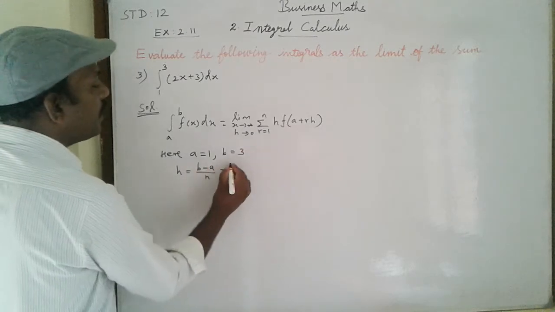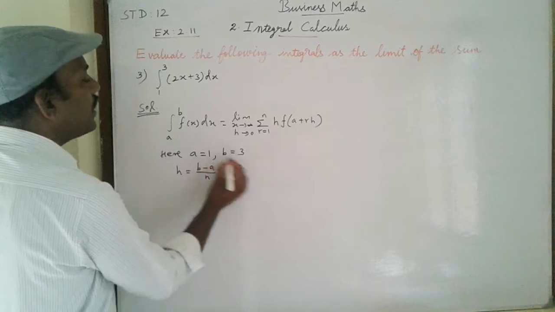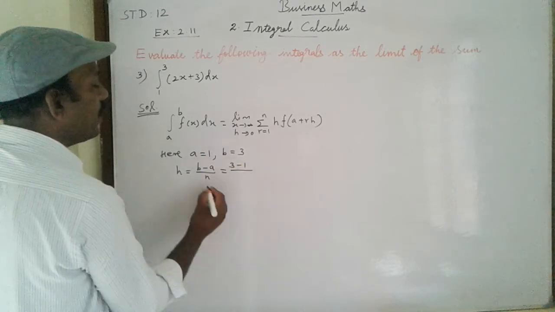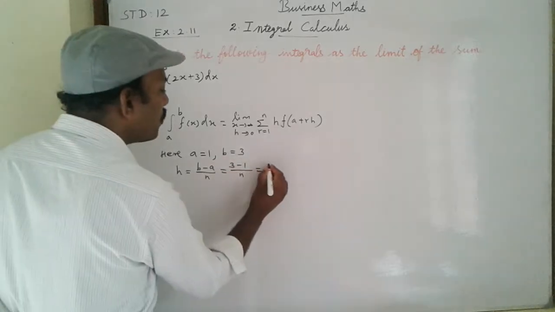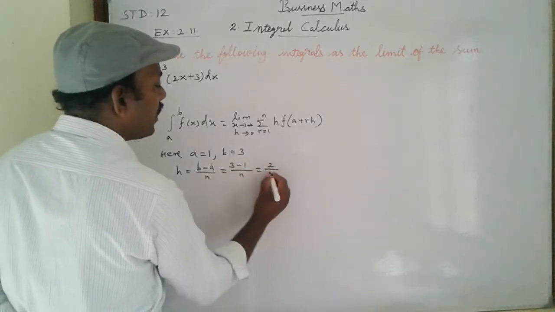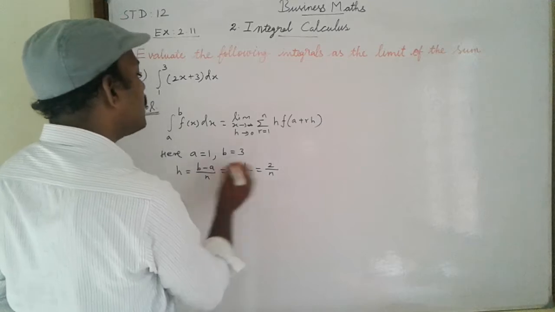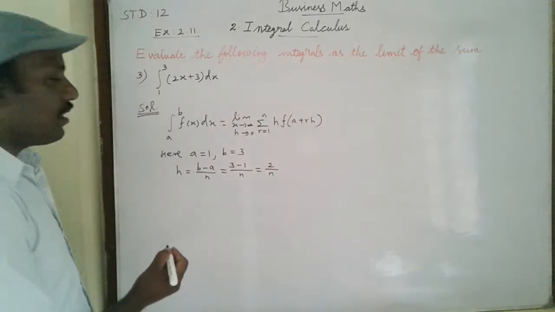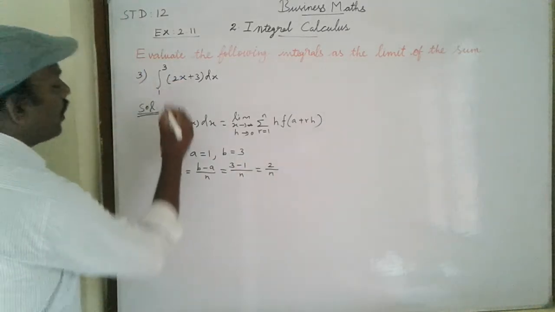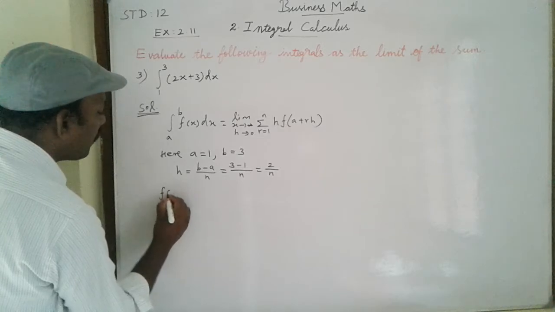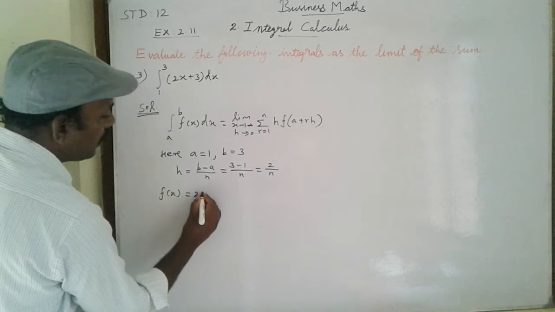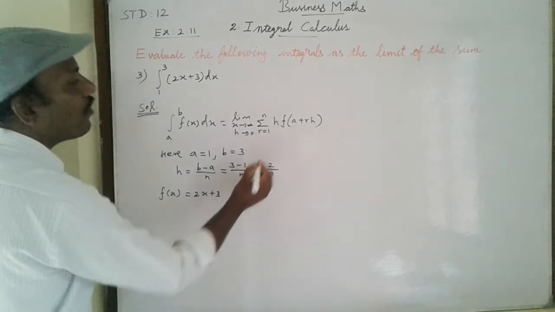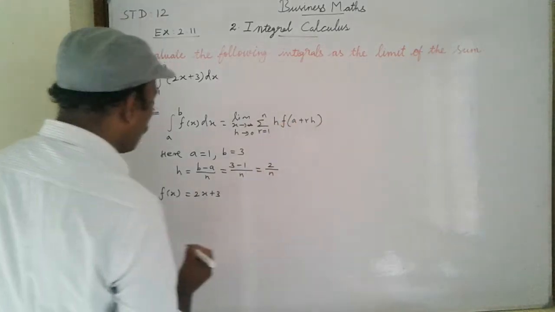B is 3 minus a is 1 divided by n, so 3 minus 1 is 2 divided by n. So h is 2 divided by n. Next, f of x we should take here. F of x equal to 2x plus 3. We should find out f of a plus rh now.